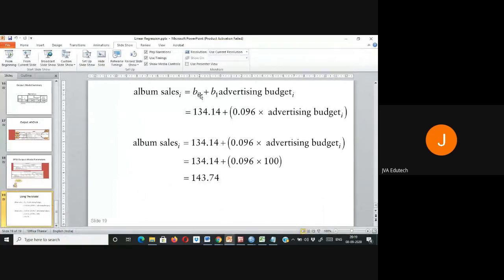Album sales is equal to B0 plus B1 advertising plus error term. If we find that error term at any point of time, then it will be 143.74 plus that error term. Else we can only say that if we increase the advertising budget by 100 at any point of time, there is a chance of getting this 143.74 number of albums sold for every $100 spent.